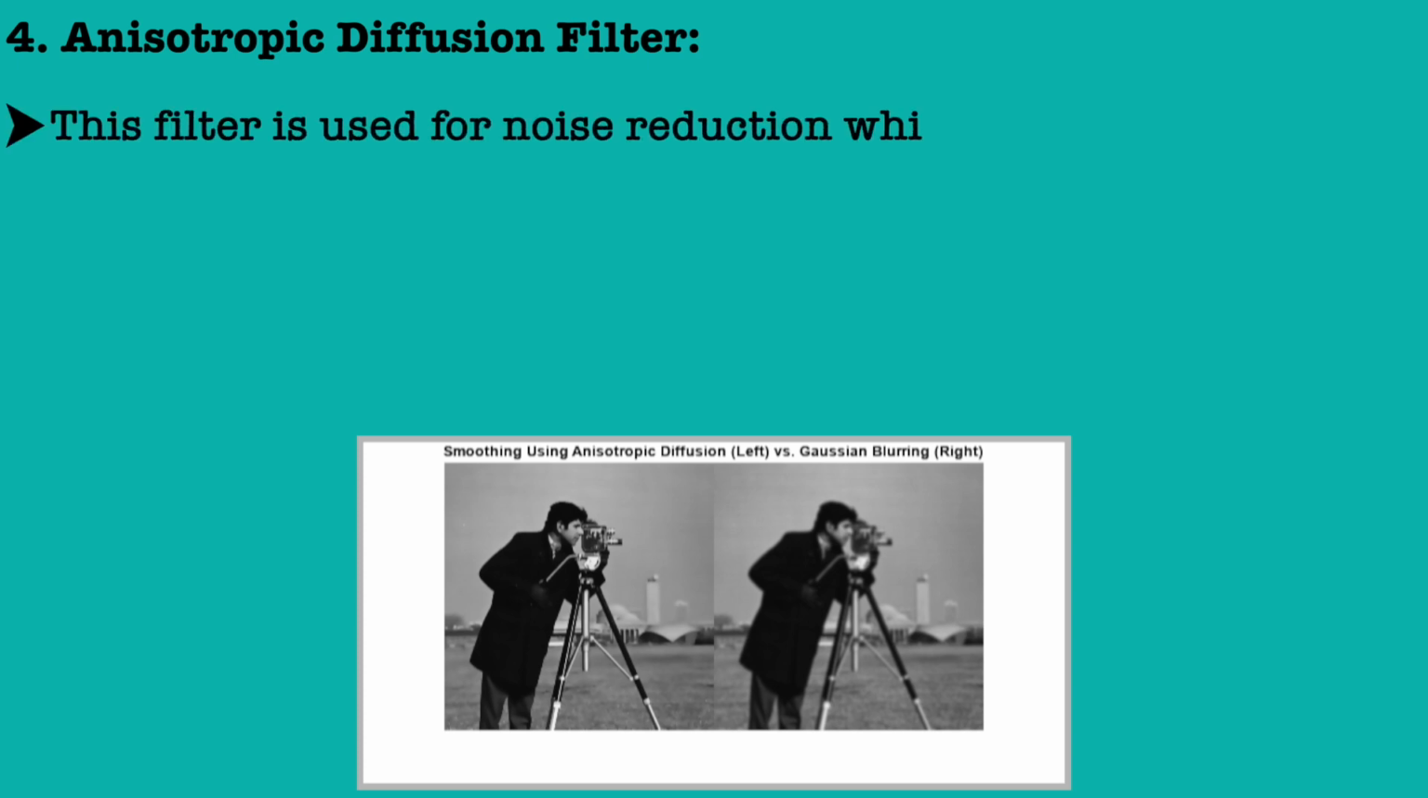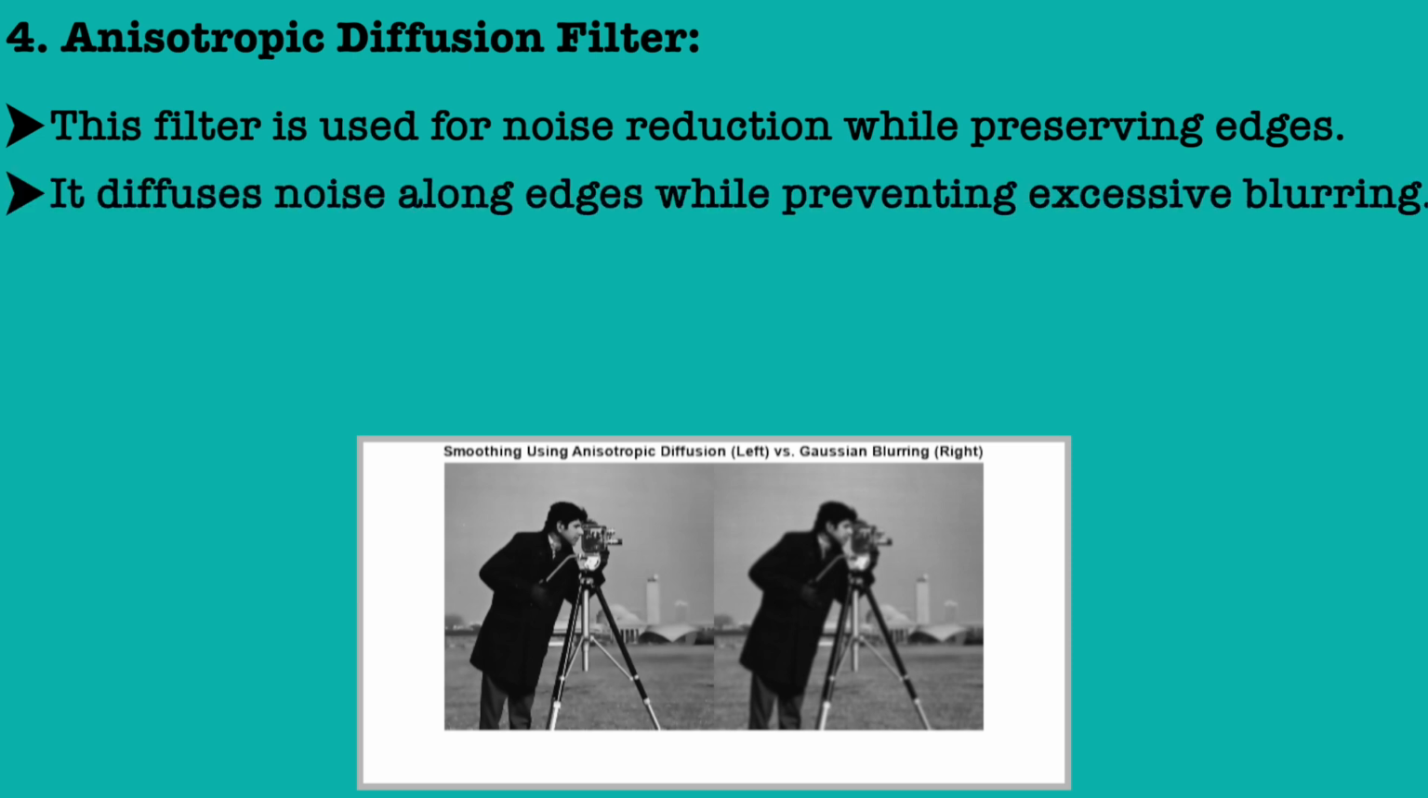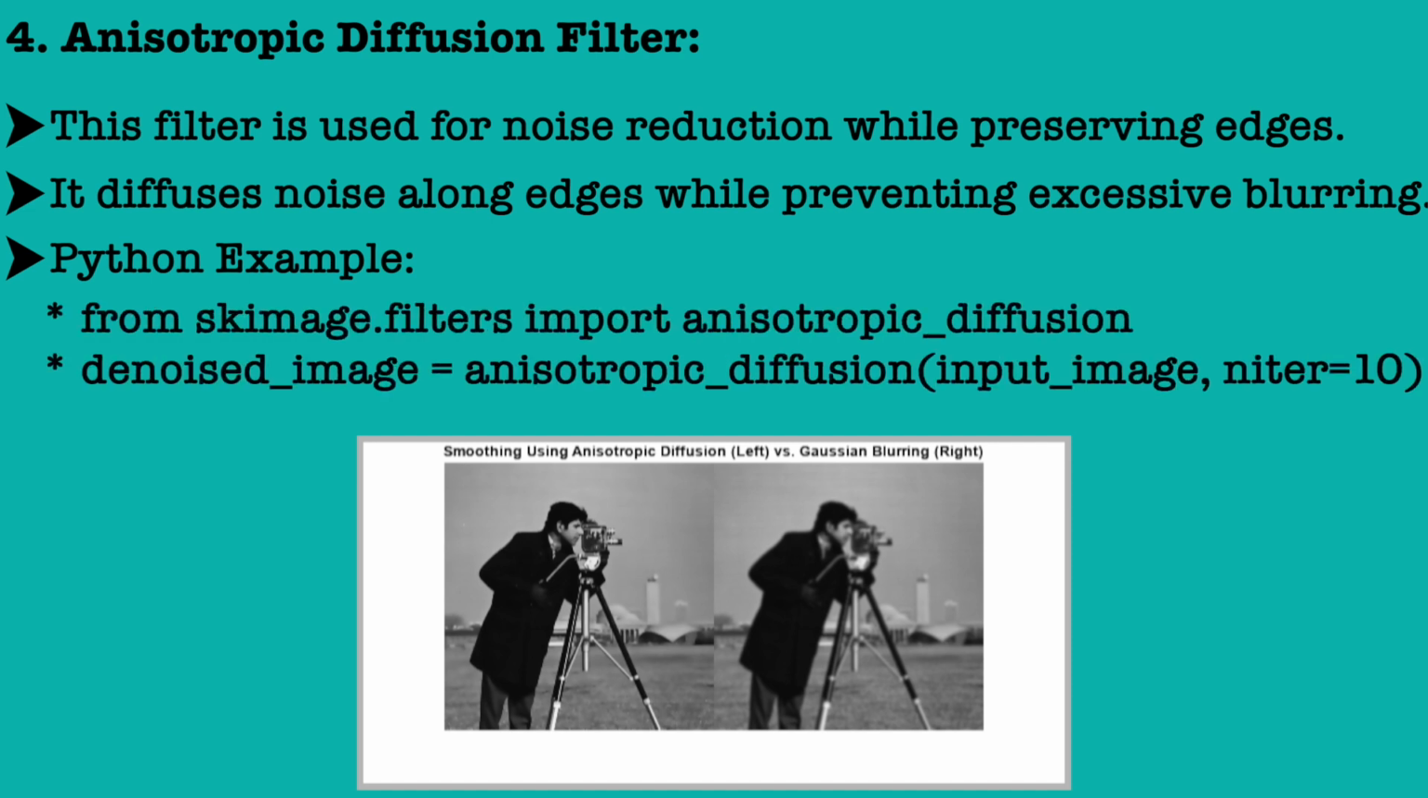This filter is used for noise reduction while preserving edges. It diffuses noise along edges while preventing excessive blurring. So Python code for this particular filter is here. Here we are taking skimage as a library function and we are importing that anisotropic diffusion. After that, we are taking a function as anisotropic diffusion with the input image value, and it is decided as 10.